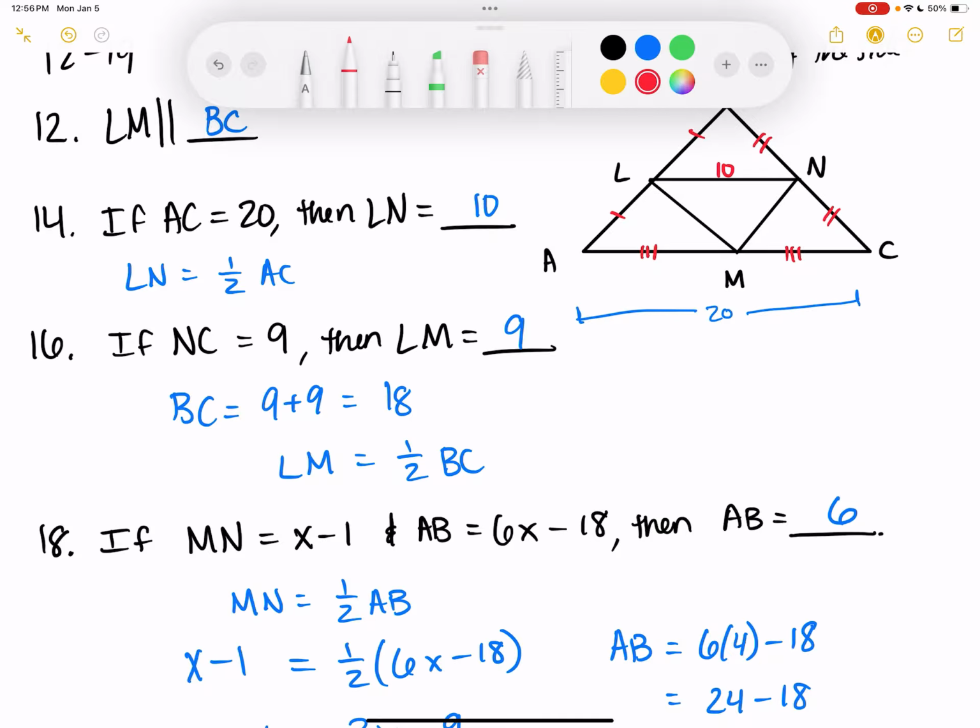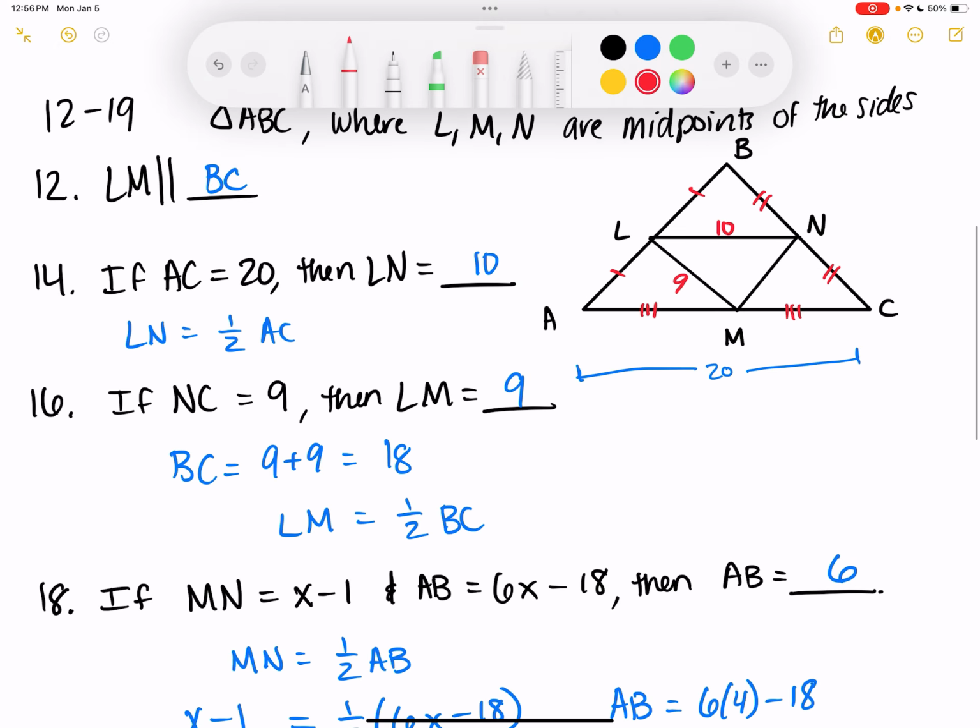So like LN was 10, LM was 9, and then obviously we'd have to find this one, but when you do the odd problems, you'd be able to figure out what this is, and then you could find the perimeter of this by adding up all of those sides. So just watch, it may be asking you for the big triangle, like ABC, or it could be asking you for the little triangle, LMN, in here to find the perimeter.